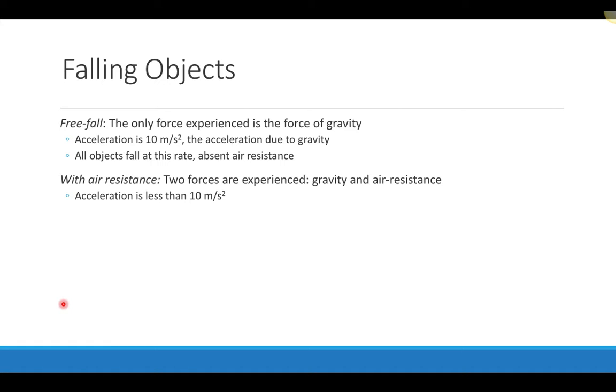But when air resistance is present, there's actually an additional force that acts like friction that's in the opposite direction of the motion. And because of that additional force that's acting opposite the force of gravity, the acceleration is actually less than 10 meters per second squared.